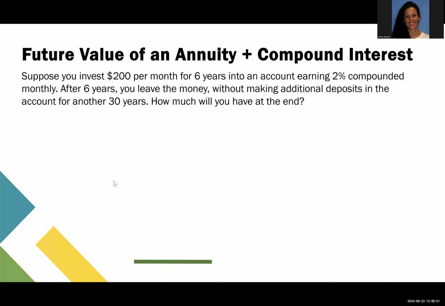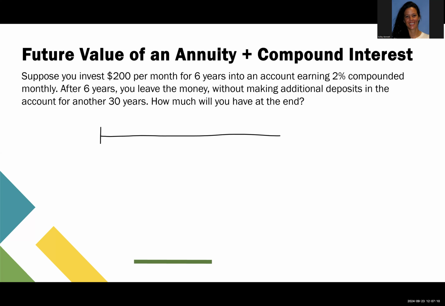Here we're going to combine the future value of an annuity with compound interest. So suppose you invest $200 per month for 6 years into an account earning 2% compounded monthly. After 6 years, you leave the money without making additional deposits in the account for another 30 years. How much will you have at the end?